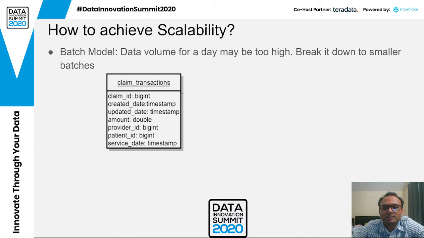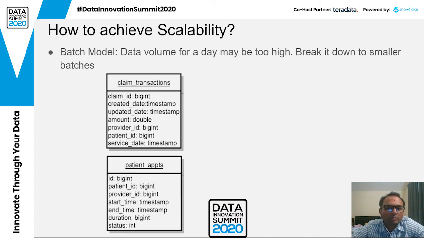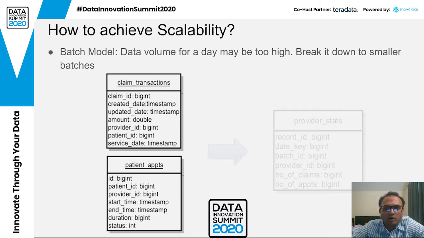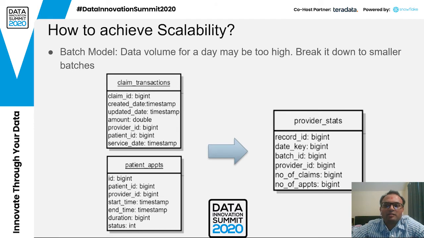Claim transactions are processed in a transactional table. At the same time, patient appointments are also tracked in a transactional manner. In order to model it, we had a provider stats model with a batch ID that is a unit of work derived by timestamp. Both the metrics, like claim metrics and patient appointment metrics, are combined into a single model, which is not processed nightly or weekly, but you can process it several times during the day.